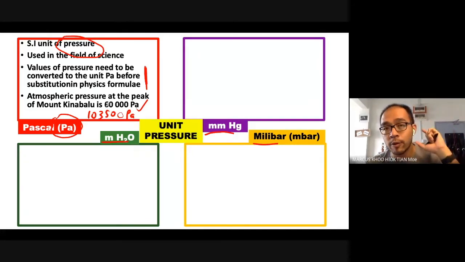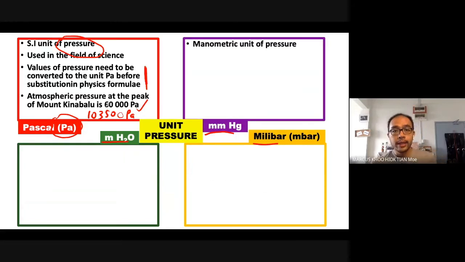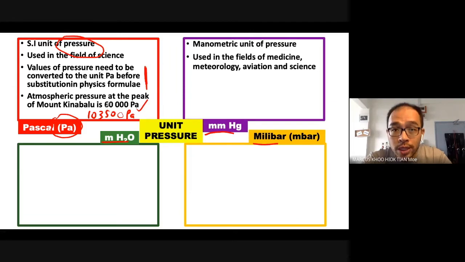Remember that in our previous class, I said that the higher the altitude, the lower the atmospheric pressure. So this is a very important thing. Now, millimeter mercury or centimeter mercury is what we call a manometric unit of pressure. It uses the metric system. So we usually use this in, for example, medicine, in meteorology. Meteorology is kaji cuaca. Aviation is Elijah's field, yang kapal terbang. Sometimes we also use it in science.